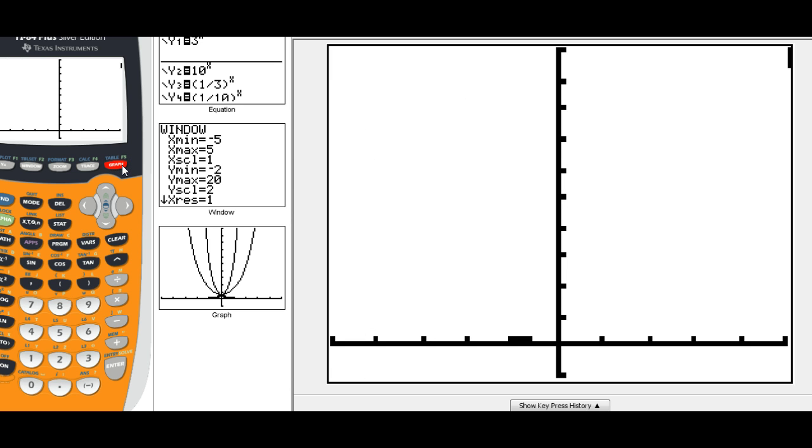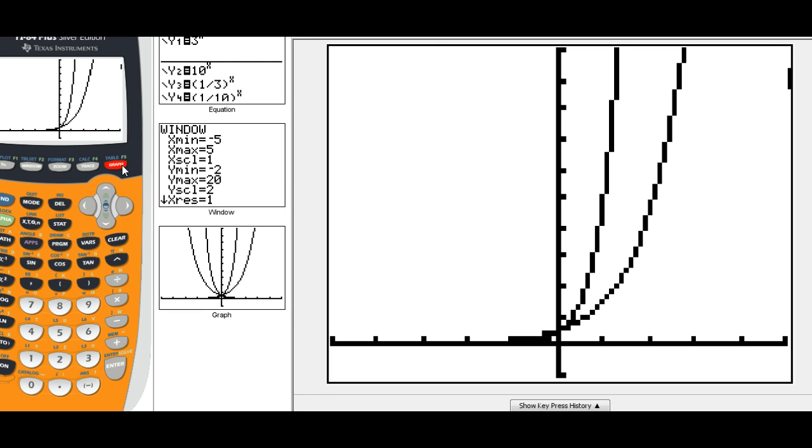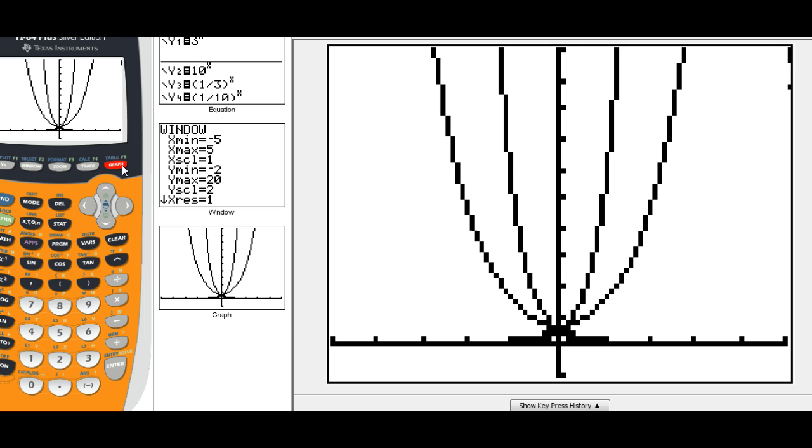So now if I hit graph, here's the graph of y equals 3 to the x. Here's the graph of y equals 10 to the x. Here's 1/3 to the exponent x. And here is 1/10 to the exponent x.